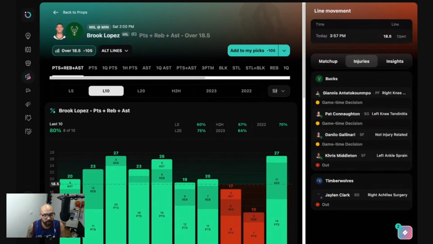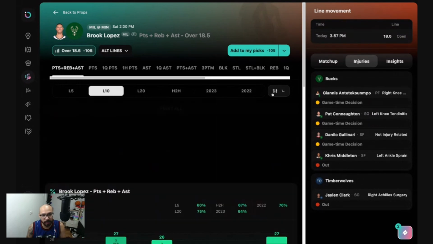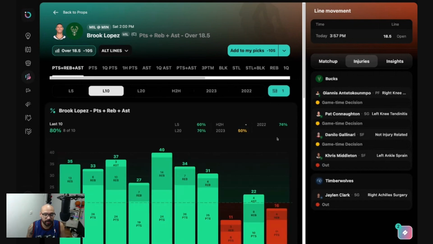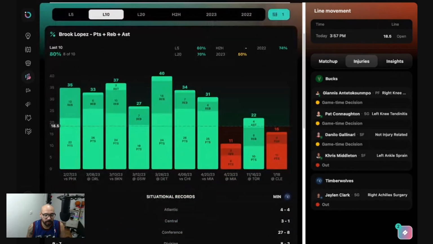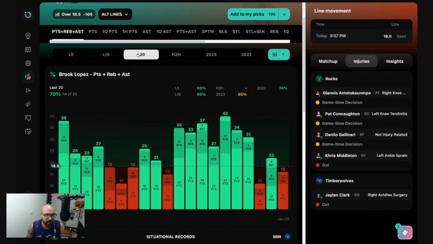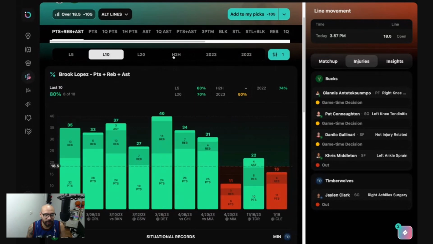Quick look at the injuries, though. Giannis, Connaughton, Gallinari, all game time decisions. Khris Middleton is out. So Giannis doesn't miss too many games these days. So what I'd be interested in is maybe how does Brook Lopez play without Giannis? Okay. So this season, it's only been 2 games without Giannis. But in prior years, he killed it without Giannis. 8 out of his last 10, 14 of his last 20 going over.